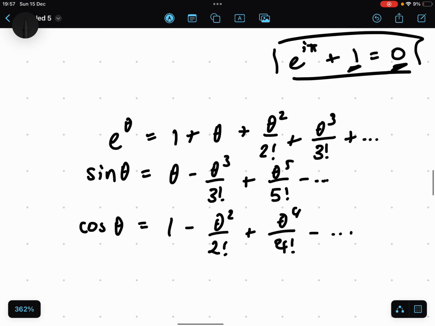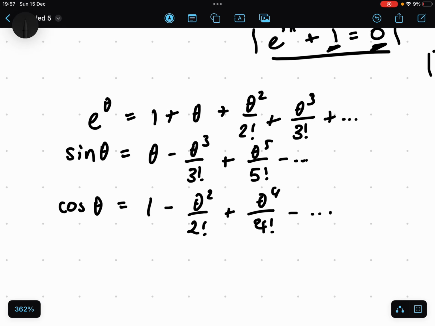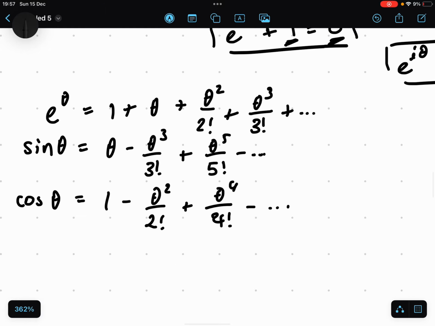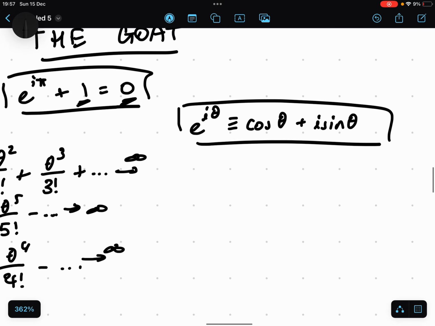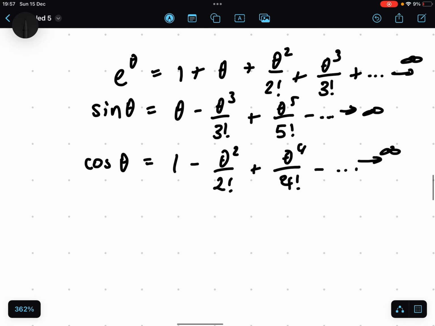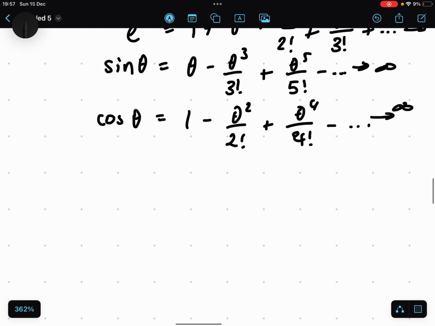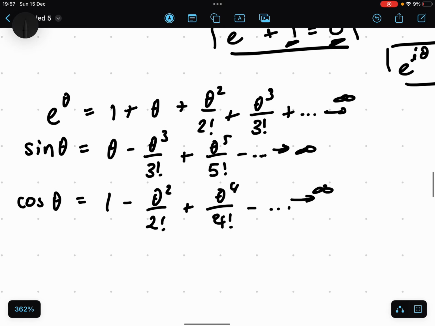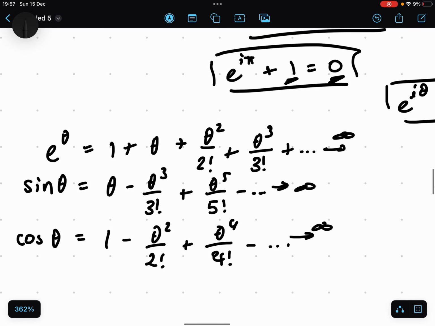Right, we have ourselves e to the theta. These are just Maclaurin expansions. These are infinite expansions, so they do go on forever, but we can still make sense of them and use them to derive a nice little formula. So let's get started here. The first thing I'm going to notice is that they're quite similar in a way. You've got the same thing, they're just not really added up correctly. I'll show you what I mean.